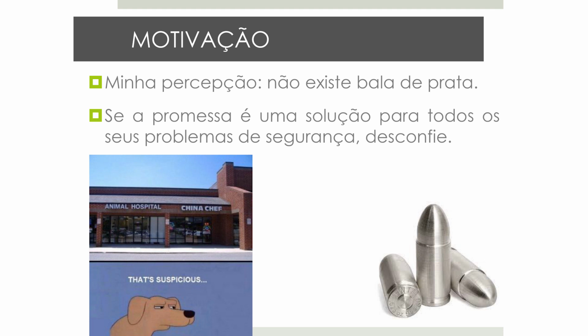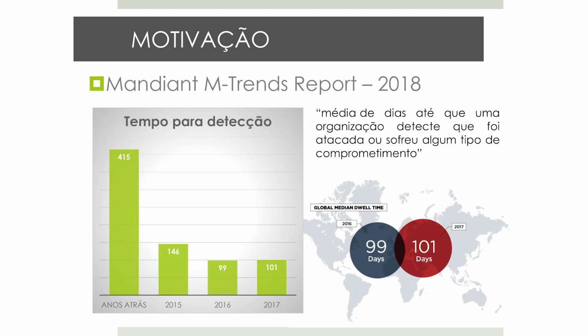So just watch out. If there is a solution that promises to solve all your security issues, just be suspicious. Usually, that is not true. Another statistic from Mandiant, this great report from 2018, referring to 2017 data. The average time an attacker stays in an organization until they are detected is about 99 days. Approximately 3 months. The attacker will be inside your network without you even realizing it.